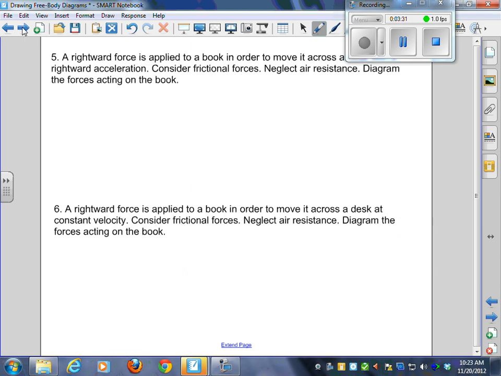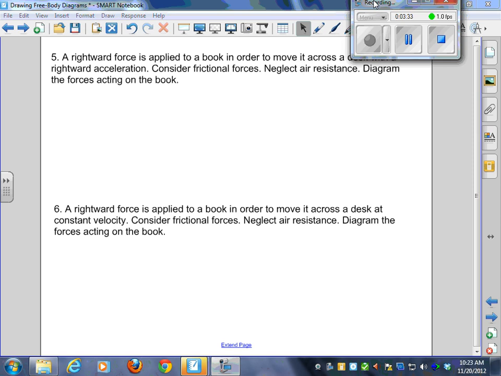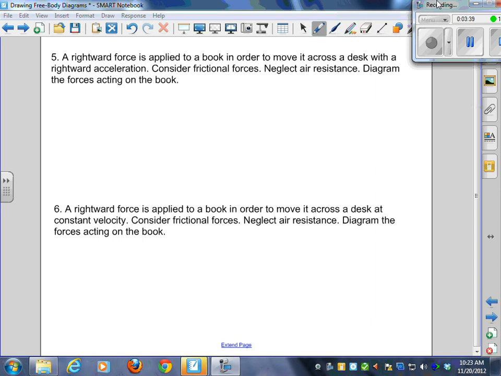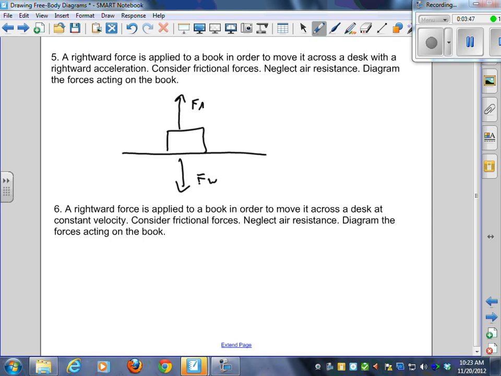A rightward force is applied to a book in order to move it across a desk with a rightward acceleration. Consider friction. Neglect air resistance. Diagram the forces. So it's on a surface. So we have a weight force. It's on a surface, so we have a normal force. The rightward force is applied. It has an acceleration. There is friction. So I'm going to show a little bit of friction backwards. And my applied force, I would like you to show considerably larger than the friction force. Clearly larger. That implies that there is an acceleration, right?